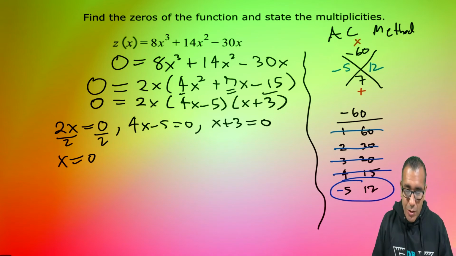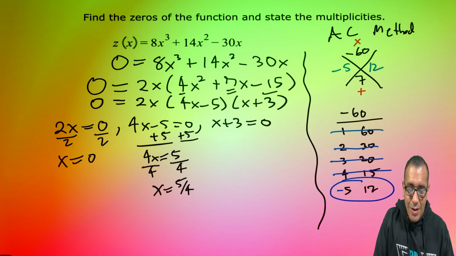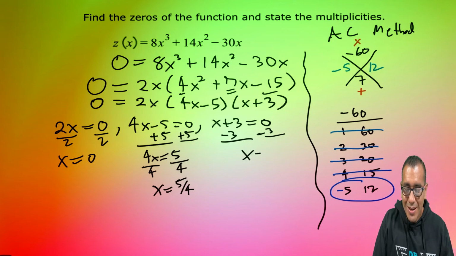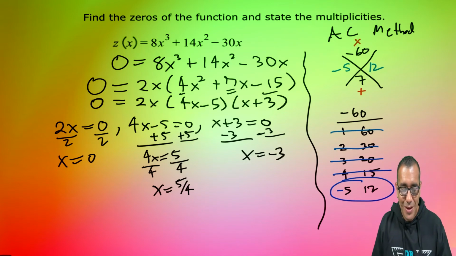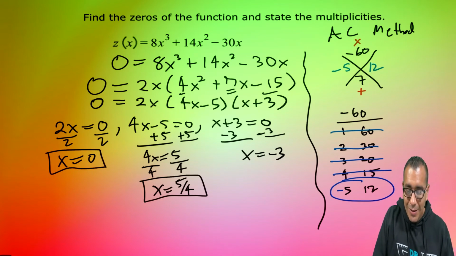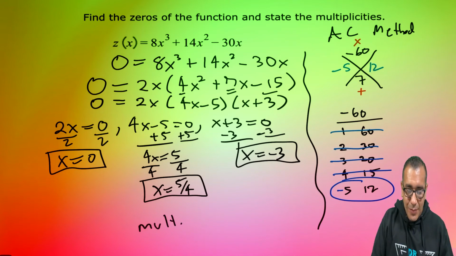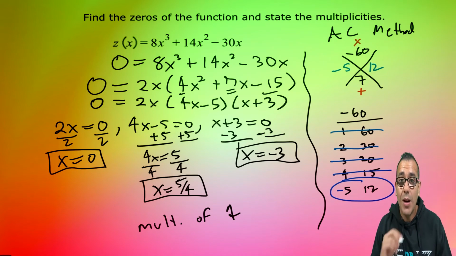Let's continue the march. Let's add 5 to both sides. So you get 4x equals 5, divide by 4, divide by 4. So x equals 5/4. And then our last one, that's easy. Subtract 3 from both sides and you get x equals -3. Now we have each one of our zeros, and each zero has a multiplicity of 1 because they each appeared only one time.